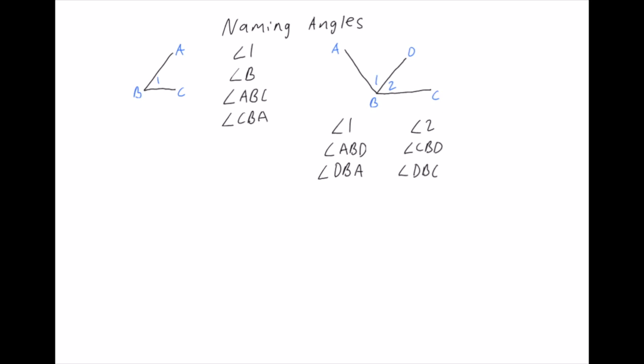Now what about the big angle? How would we name that one? How would we talk about that? So the big angle, which is a combination of angle 1 and angle 2, we can't say angle 1 plus angle 2. That's not necessarily one angle. So we have to use all 3 letters: A, B, C. So we say angle A, B, C. Or again, we can go backwards, angle C, B, A.